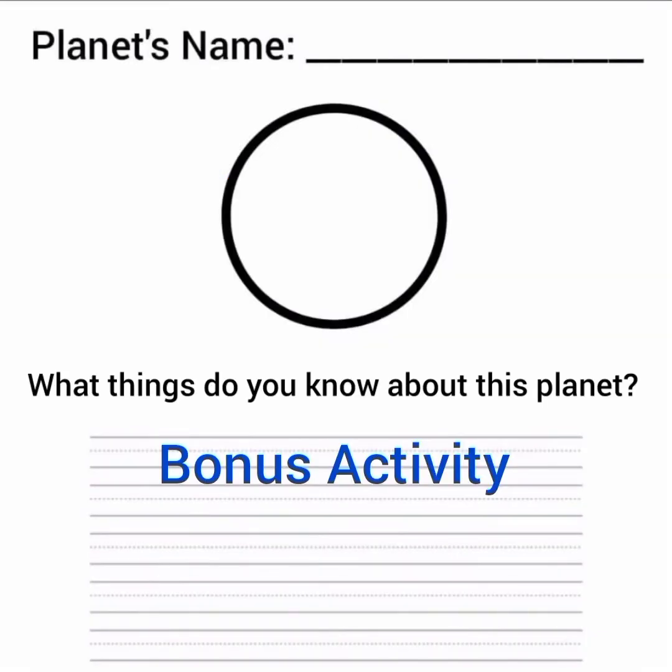Here's the bonus activity for you to do. And as I said at the beginning of the video, you get to choose any planet that you would like to write about in the solar system. As you can see here, I wrote the planet's name, so you can write the name of the planet you would like to give a summary about. Okay, and don't put your name, please.